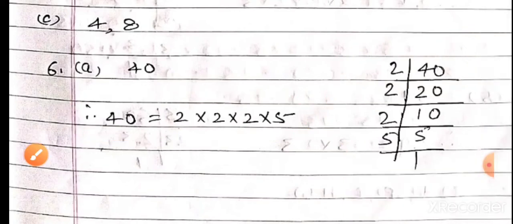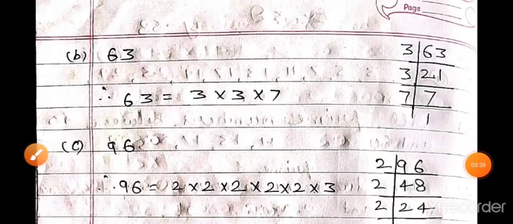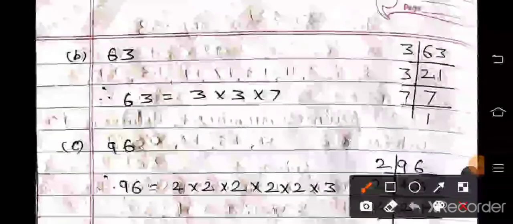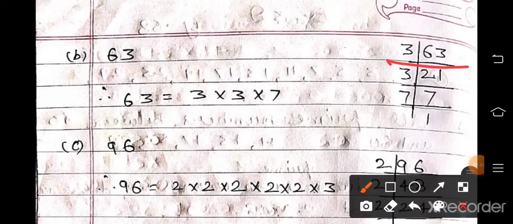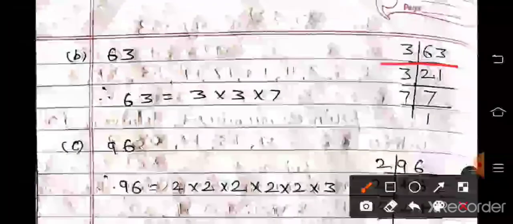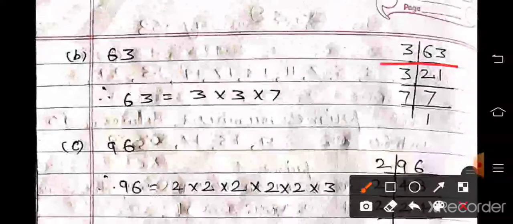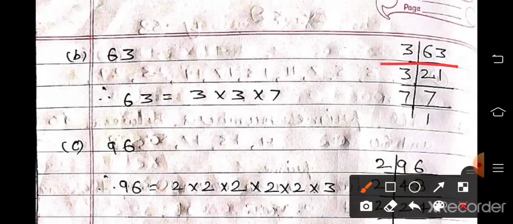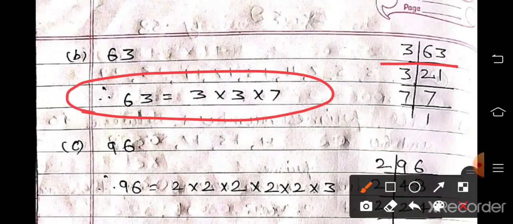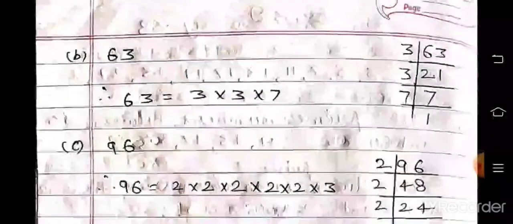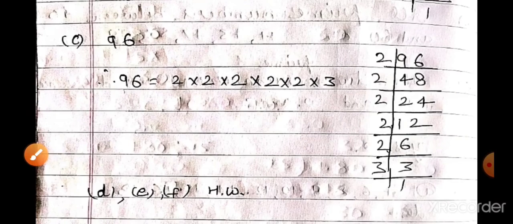Okay, now the next, 63. So 63 is not divisible by 2. So start from 3. 3 twos are 6, 3 ones are 3, now 3 sevens are 21, now 7. 7 ones are 7. So 63 equals 3 multiply 3 multiply 7. So like this you have to do. C part I have done for you, and D, E, F is your homework.